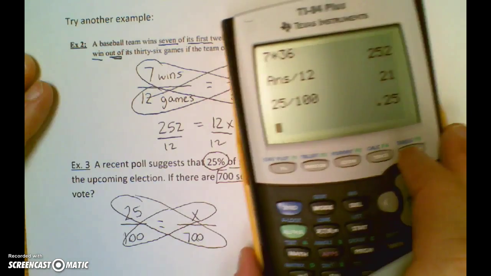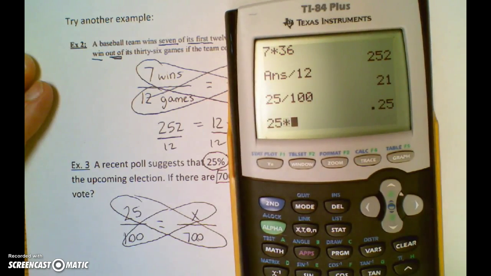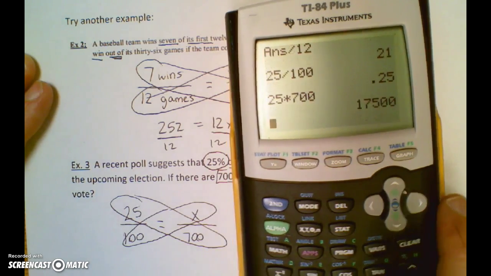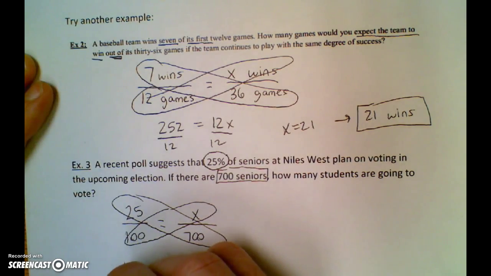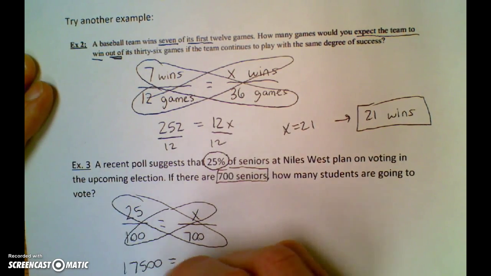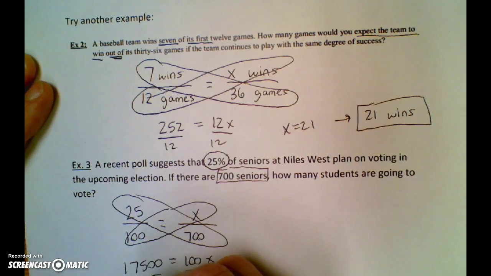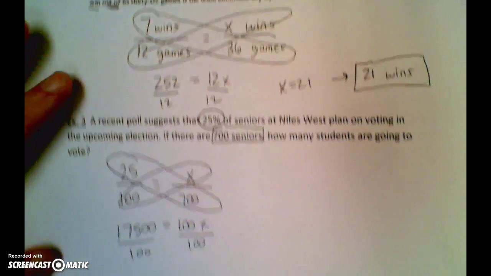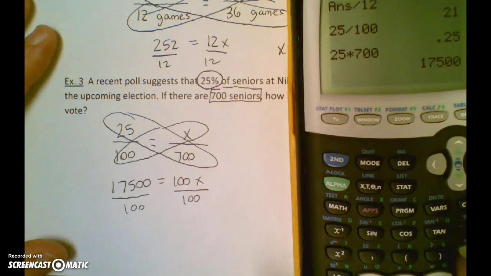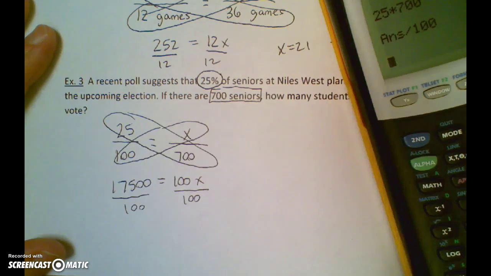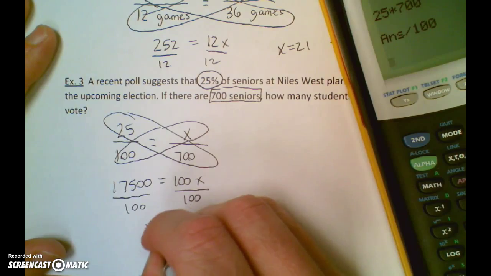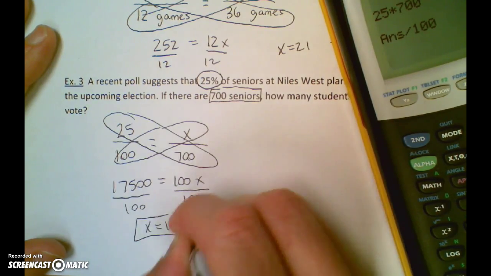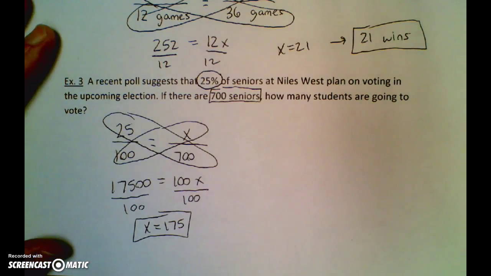So 25 times 700, 17,500 equals 100x. And then I would divide both sides by 100. Make sure you can see that. I get 175. So that means that 175 students would be planning on voting.